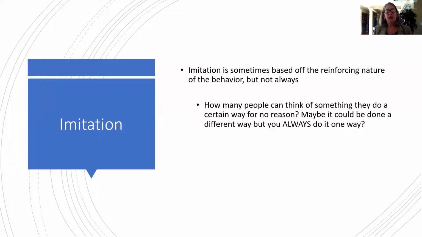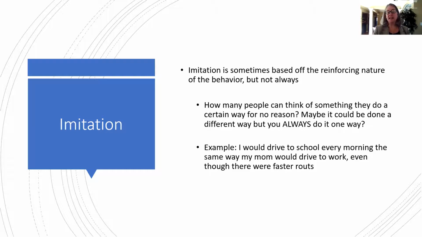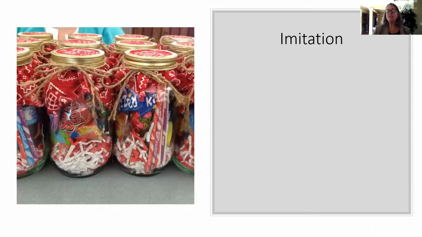In fact, there's some research, you'll see it when you read the book, that shows that just being reinforced for imitating behaviors will lead you to imitate other behaviors that aren't reinforced. So it may be that just imitating people's or other animals' behaviors in and of itself becomes reinforced, becomes something that we do. So it's more than just what they're doing, but the fact that they are doing it and we can imitate it. So Dr. Stephanie Stern, who came up with these slides, used an example where she said that she would drive to school every morning the same way that her mother would drive to work, even though there were faster routes. So she's using a less effective kind of imitation.